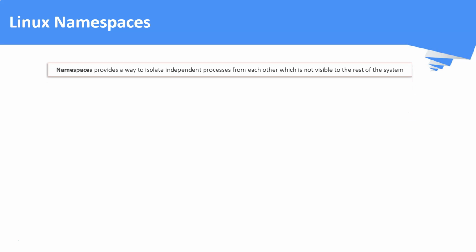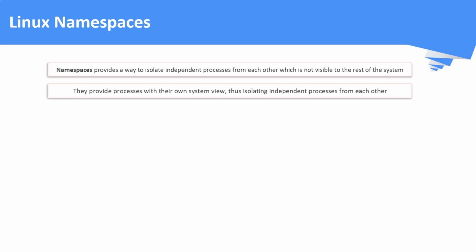These namespaces provide a way to isolate independent processes from each other, and it makes them invisible to the rest of the system. These Linux namespaces are used to enforce segregation of resources within a host machine. We will see the different types of namespaces which are supported by the Linux kernel and its users.